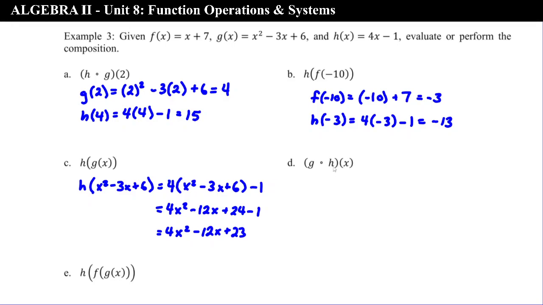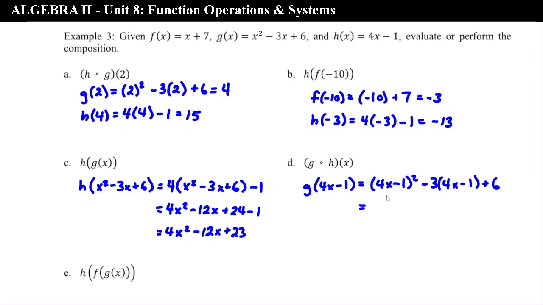Let's do g of h of x. So now we're going the other way around. So h of x we know is 4x minus 1. So we're going to do g of 4x minus 1. Well, now we're going to plug into g. Everywhere there's an x, we're going to put 4x minus 1. So we have 4x minus 1, quantity squared, minus 3 times 4x minus 1, plus 6.